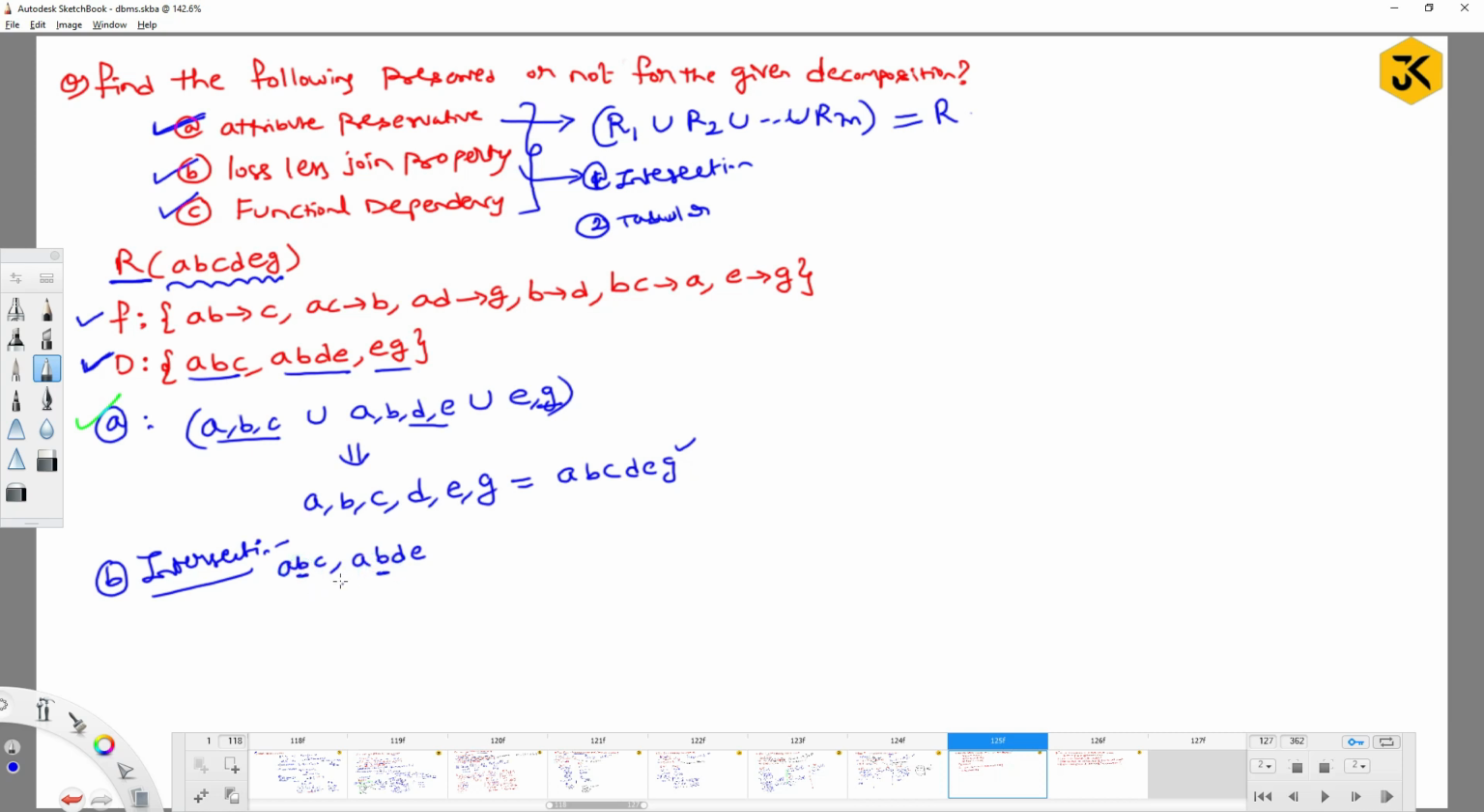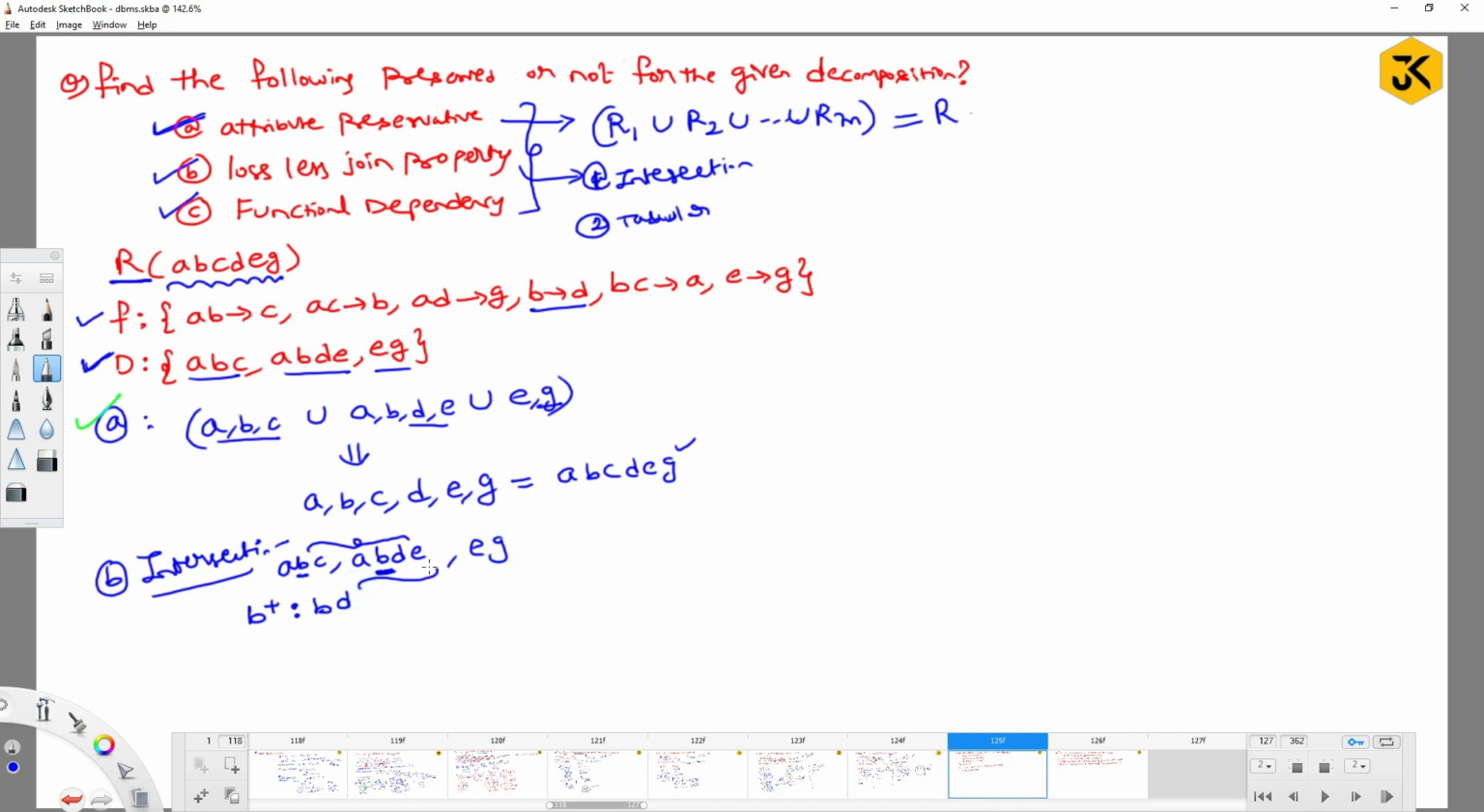Before combining these two relations, I first need to find out whether it is a candidate key or not. So I will find the B closure. From B, I can get B as well as D, and from BD, is anything else possible? No, nothing is possible. So I can say that B is not a candidate key, so I cannot combine these two as of now. So try to take another relation, E G.